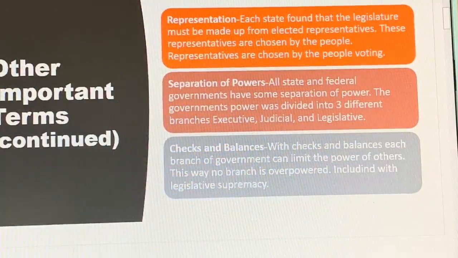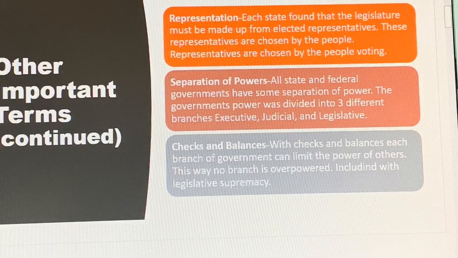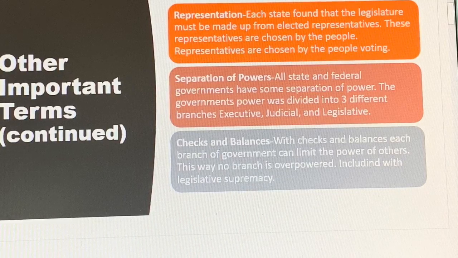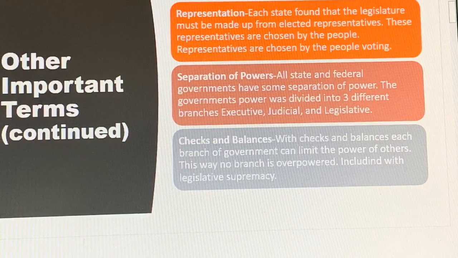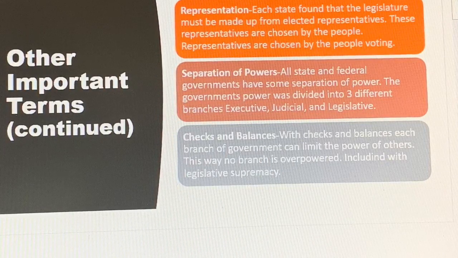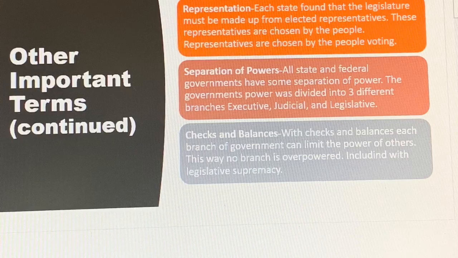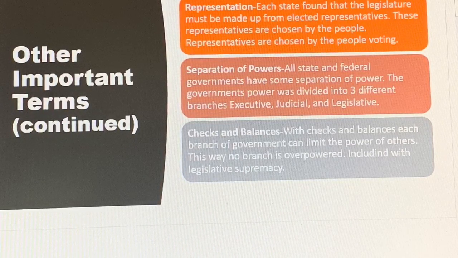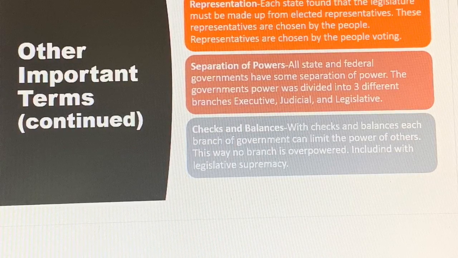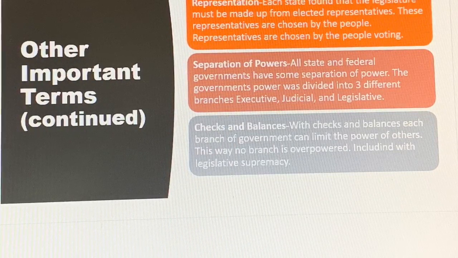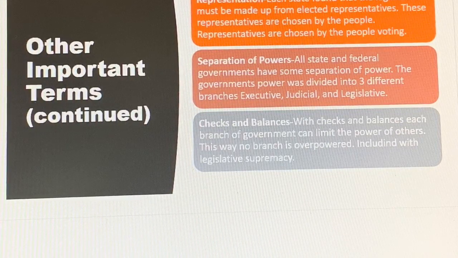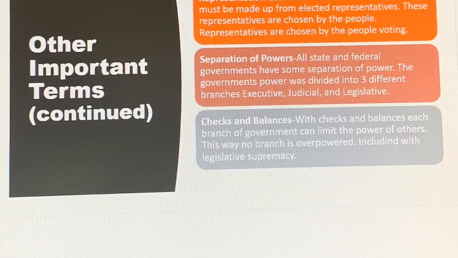Other continued terms. Representation. Each state found that the legislature must be made up of elected representatives. These representatives are chosen by the people. Voting. Separation of powers. All state and federal governments have some separation of power. The government's power was divided into three different branches: executive, judicial, and legislative. Checks and balances. With checks and balances, each branch of government can limit the power of others. This way, no branch is overpowered, including with legislative supremacy.